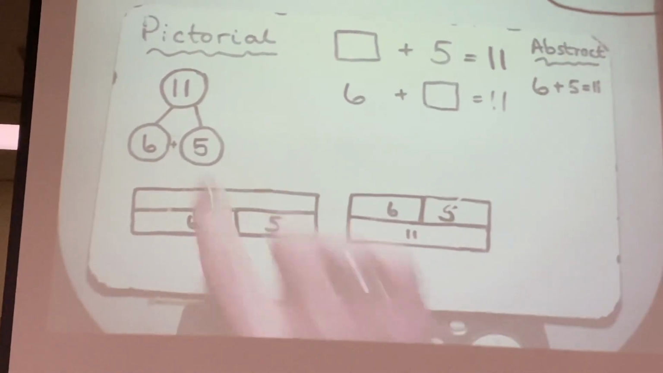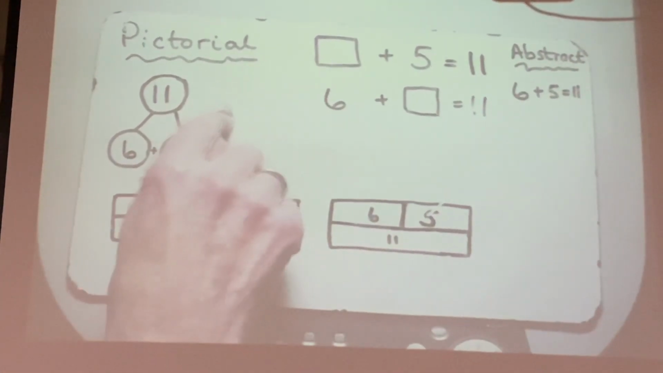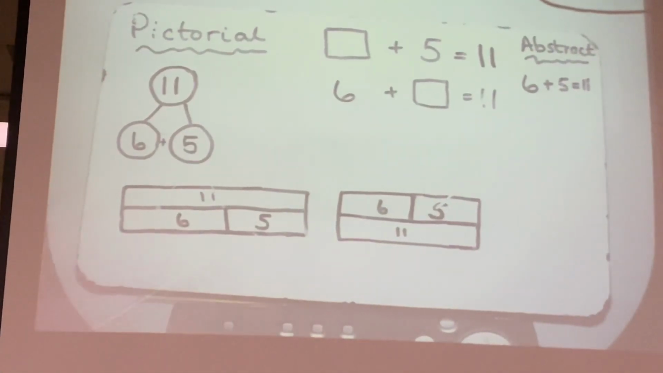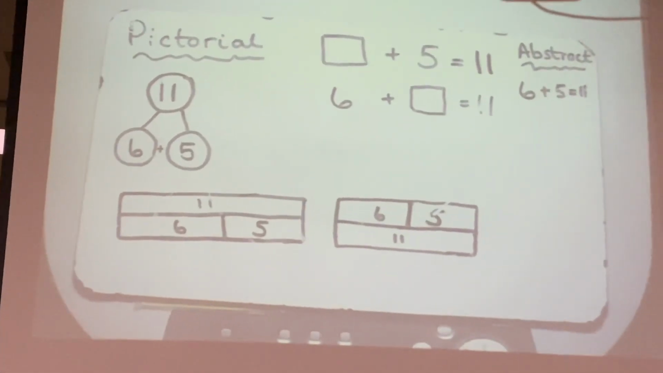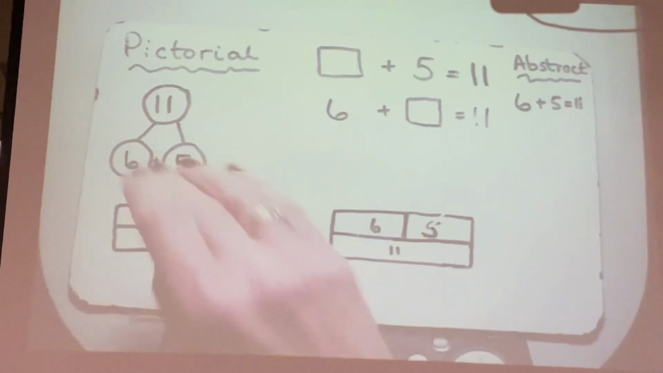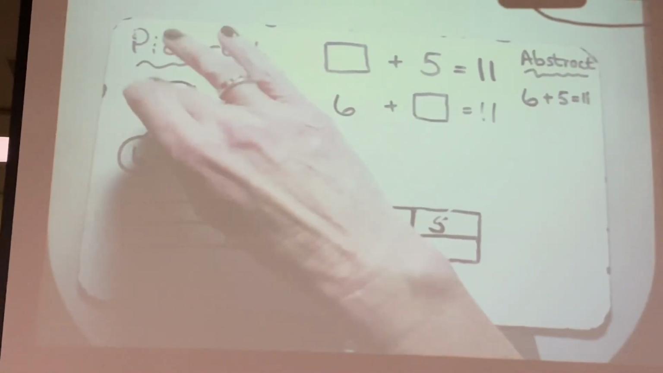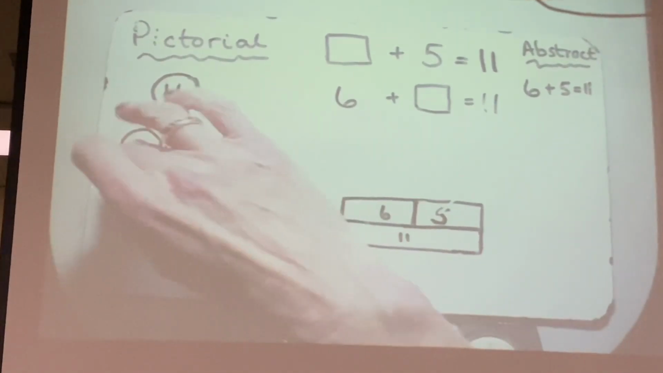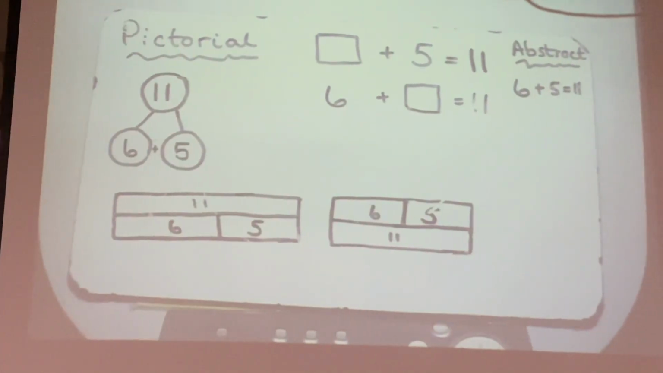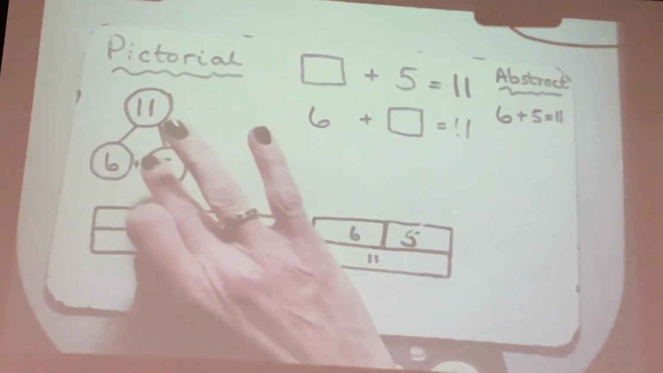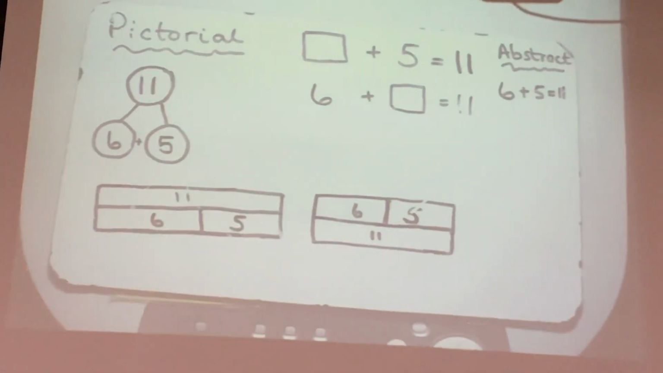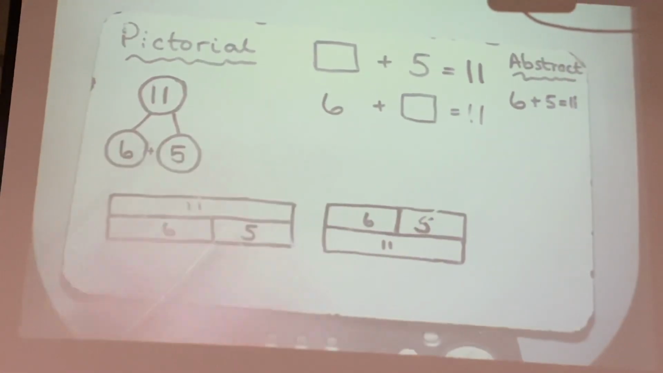Okay. And this is what's called a part whole model. So the whole is the 11. The parts are here, the 6 plus 5. So this could be used, so the whole could be left empty, and then you'd know, well, I'd need to add the 6 and 5 to make the 11. Equally, it can be used for subtraction, because one of the parts could be empty, and then 11 take away 6 will be 5.